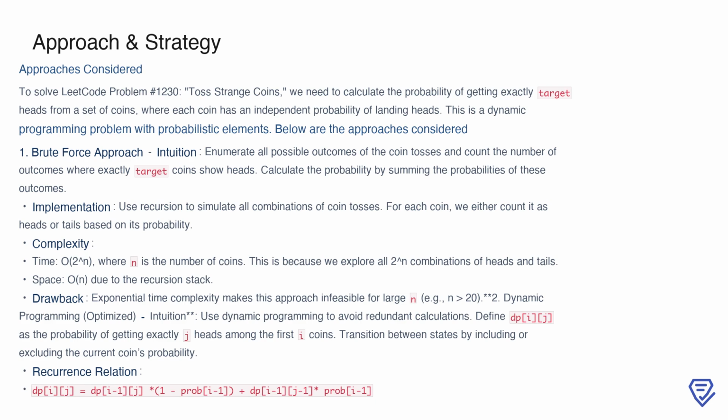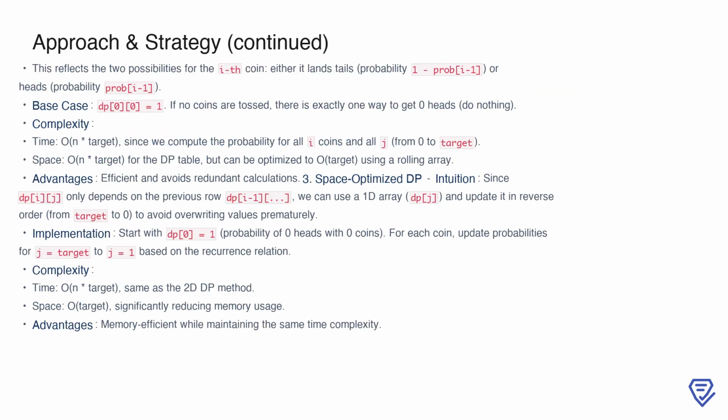The second approach uses dynamic programming to optimize calculations by avoiding redundant work. Here, we define a DP table, where dp[i][j] represents the probability of getting exactly j heads after tossing the first i coins. The key insight is to transition between states based on whether the current coin lands as heads or tails, using its associated probabilities. This method drastically reduces computational overhead compared to brute force by leveraging the recurrence relation to build solutions incrementally. The recurrence relation for the DP approach breaks down the possibilities for the current coin.